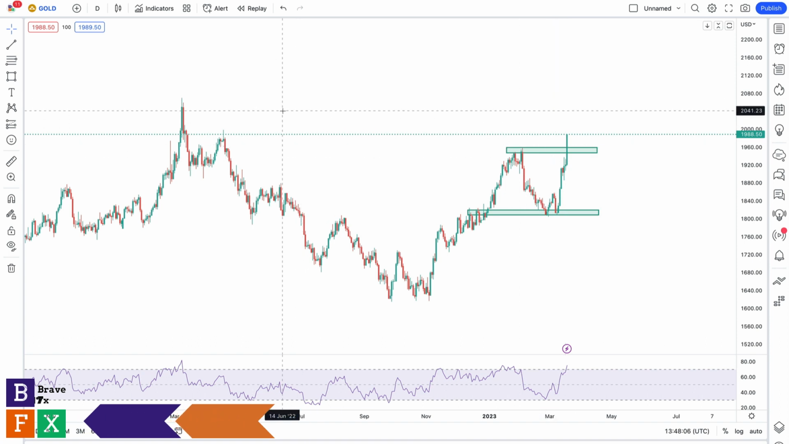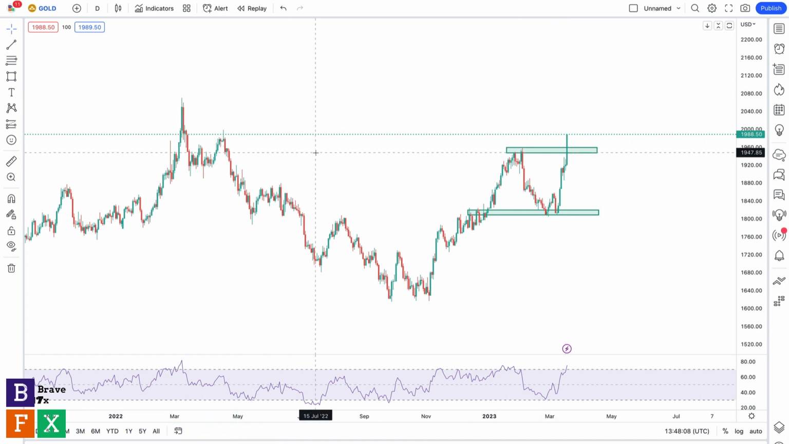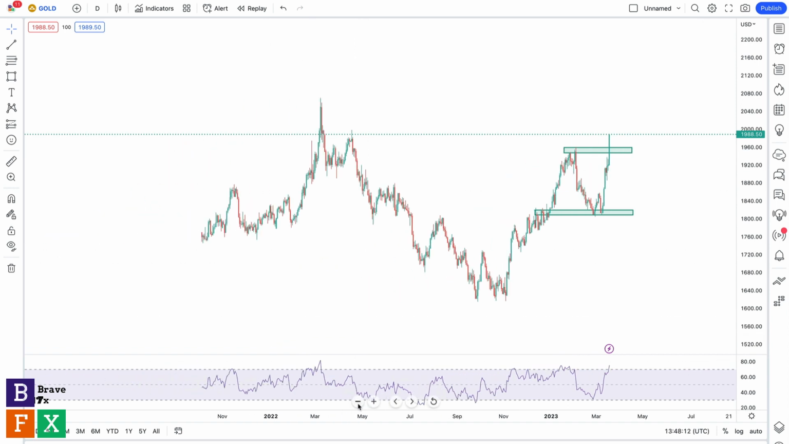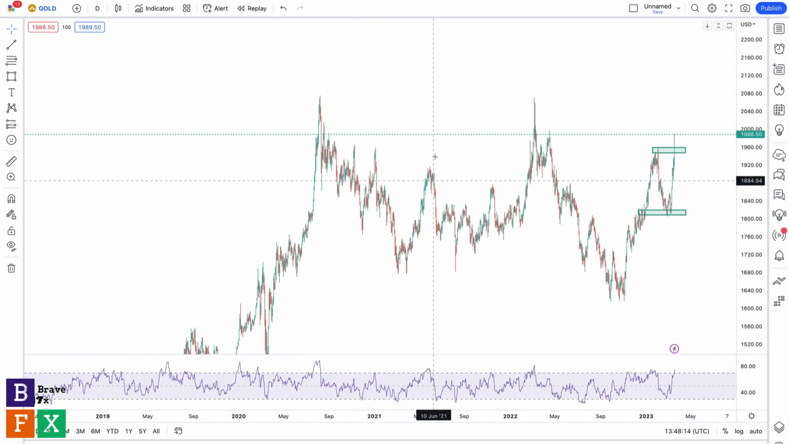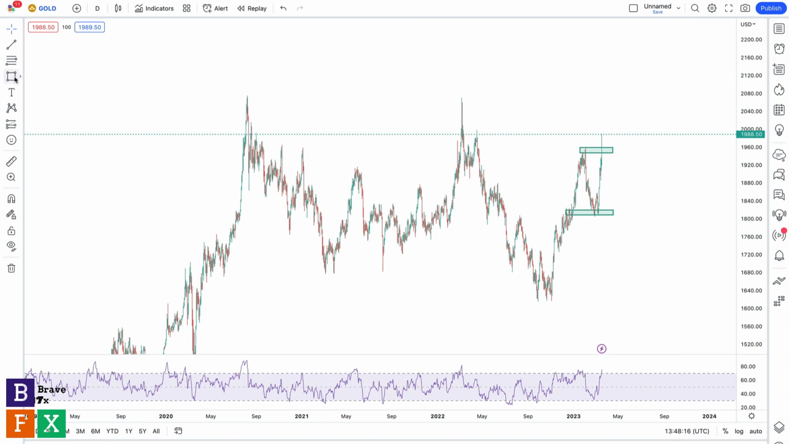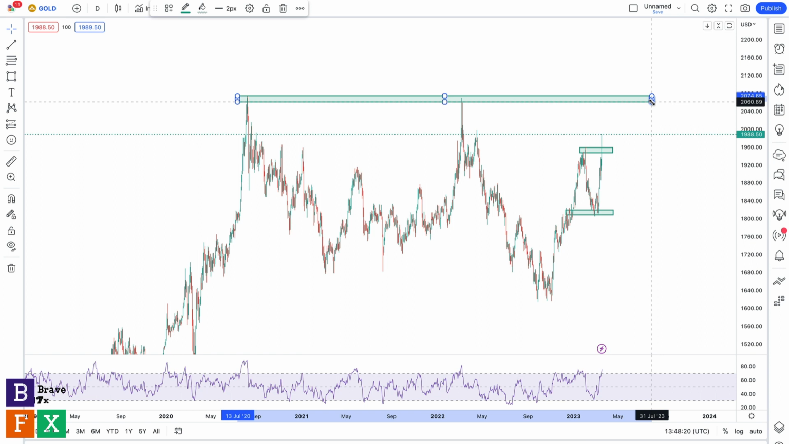So I'm going to go down to the lower time frame to show you what I'll be watching out for to open a new trade. But before then, just something to pay attention to is that on a one-day time frame, we can see gold made a double top at the highs. So this is the highs of gold. So this is the all-time high. So gold seems to be heading towards the all-time high.